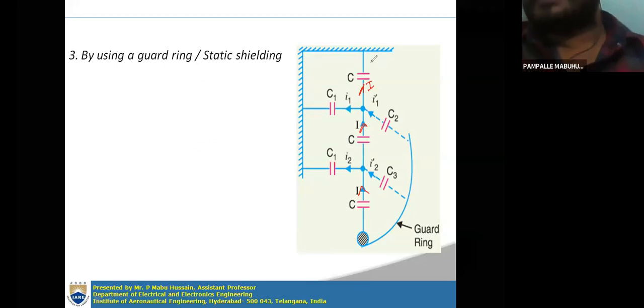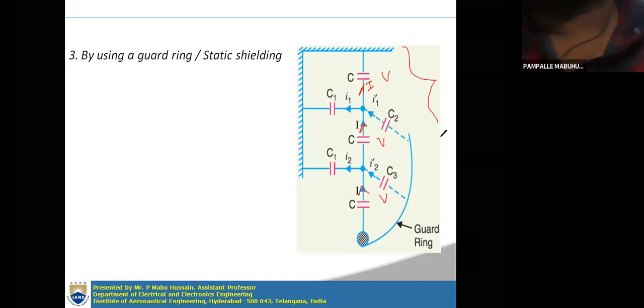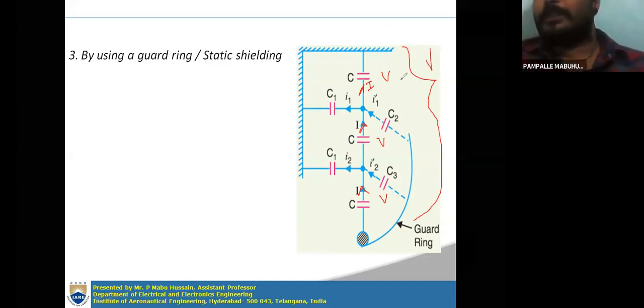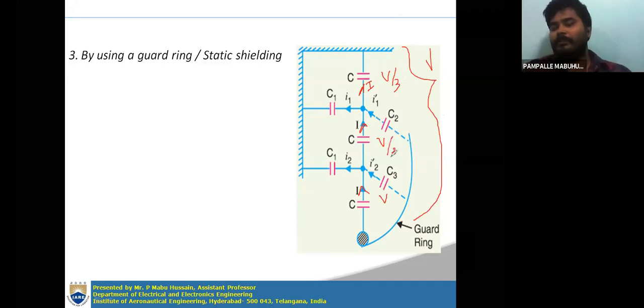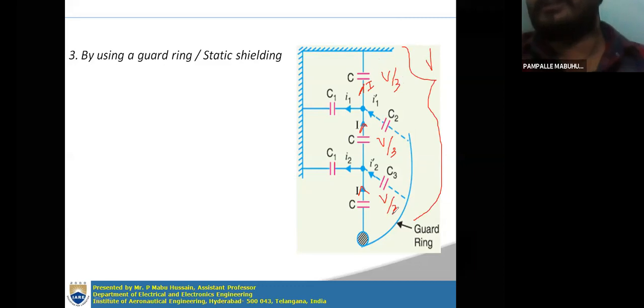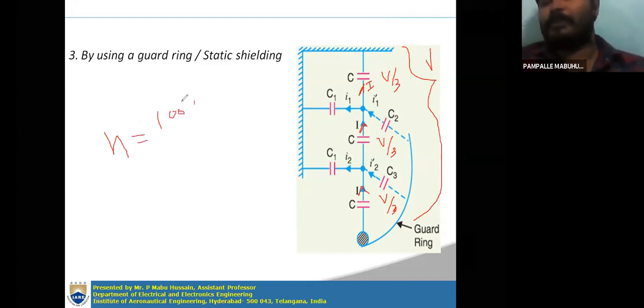So when the current flowing through each disc is the same, what about the voltage? The voltage across each disc will also be the same. Suppose the total voltage between the conductor and your cross arm is V. Then here you will get V by 3, V by 3, V by 3. So the voltage is uniformly distributed across each disc, and the string efficiency will be 100% again, as in the previous case.